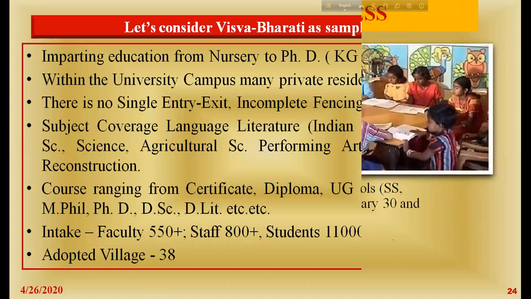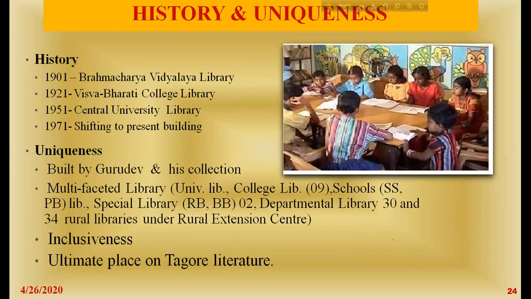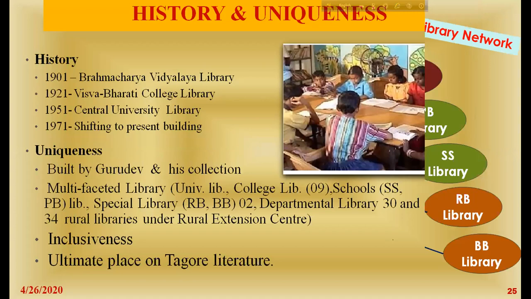Then its history and uniqueness. Basically, the institute started its journey as Brahmacharya Vidyalaya Library in 1901, then in 1921 Visva-Bharati College Library, then in 1951 Central University, that is Central University Library, and in 1971 we shifted to our present building. And there are many more uniqueness.